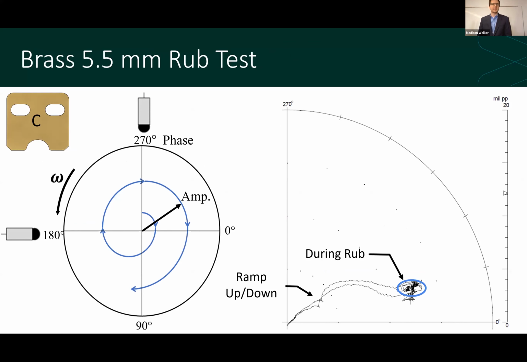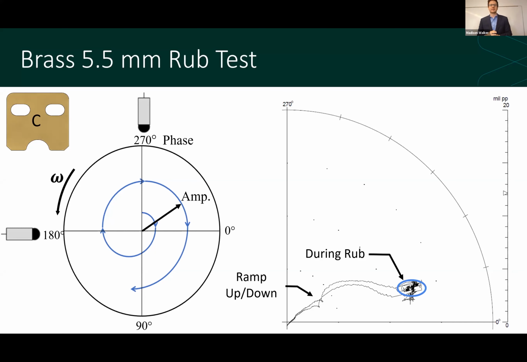On the left here, you see a figure just to remind you of how the polar plots are set up. We again have proximity sensors positioned in the X and Y axis. The rotor is rotating counterclockwise, denoted by the omega yet again. And the amplitude, or the amount of bow, is denoted by the position relative to the center. And the location of the high spot is denoted by the angular location along the plot.